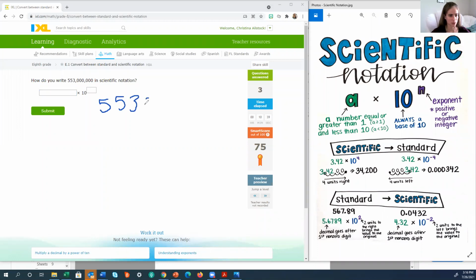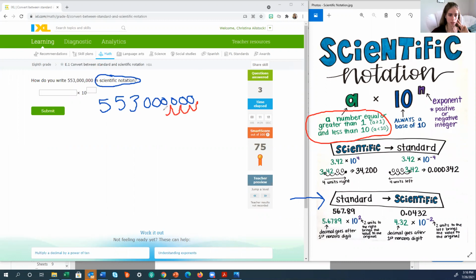553,000. And then we have 1, 2, 3, 4, 5, 6 zeros. I just realized I didn't say that number right. My bad. But we want to write it in scientific notation, which means we are going to follow these bottom directions. We're going from standard to scientific. So first, add that decimal point. Second, we need to move it so that way our number now falls between 1 and 10.